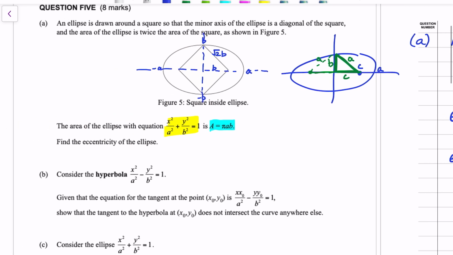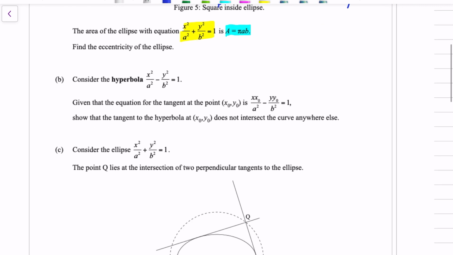Okay, the second question in this, we've got this hyperbola here, and we're given the equation for the tangent. Now, just have a look at the equation for the tangent and how it's so similar to the hyperbola. You can see there that the x squared, you take one of the x's for the tangent and the other one is a specific point x naught, and you take one of the y squareds, there is the y for the tangent and the other value is y naught.